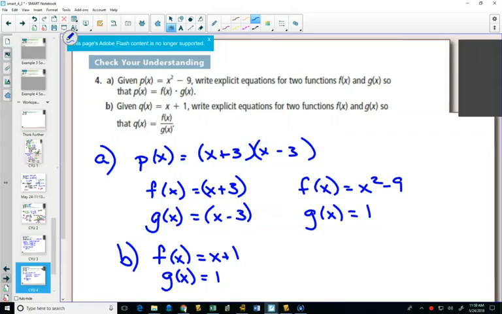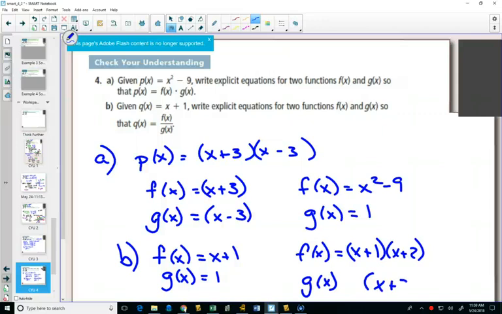The only thing you have to be a little bit careful about in b is why can't I make f of x x plus 1 and x plus 2 and g of x x plus 2? Because if they were divided, couldn't I just cancel these out? Wouldn't it make x plus 1? It would, but it would have a hole in the graph. And if g of x is x plus 1, it doesn't have a hole in the graph. It doesn't say anywhere it's x plus 1 with a hole. It's just x plus 1.